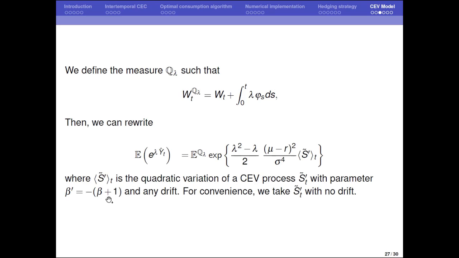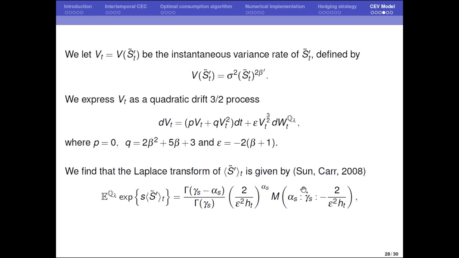And we can choose any drift to solve the problem. So for convenience, we take S tilde with no drift. So what is S tilde prime? Well, to solve this, we let B, that is a function of S tilde prime, be the instantaneous rate of S tilde prime. And we express B_t as a quadratic three-halves process.